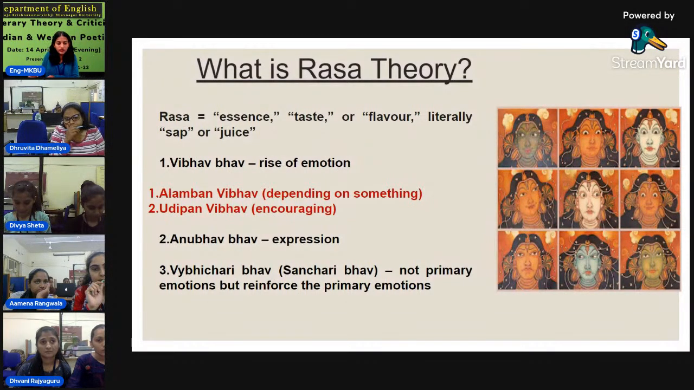There are three aspects of this theory, that is bhav, vibhav, that is the rise of emotion. In that, there are two sub-points, alamban vibhav and uddipan vibhav. Alamban vibhav is something depending on something, and uddipan vibhav is encouraging.